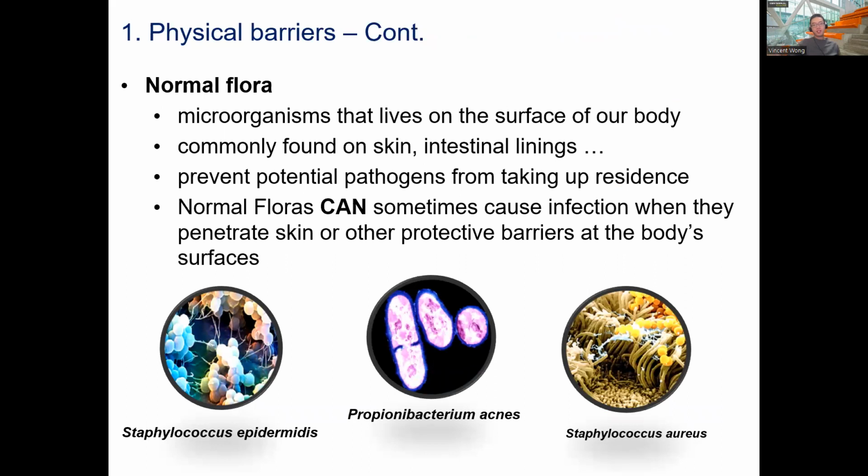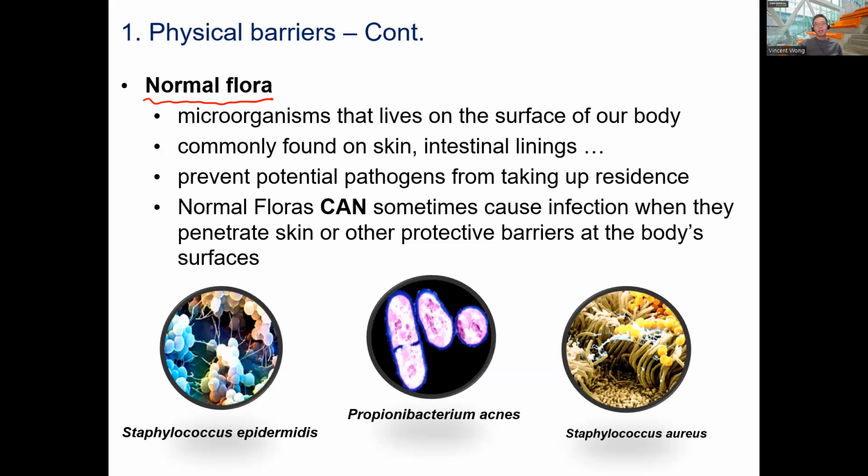Another type of physical barrier that often gets overlooked is something called normal flora. Okay, normal flora. These are microorganisms that live on our body as well as in our body. We have a mutualistic relationship with them. We give them a place to live, and in turn, they protect us.